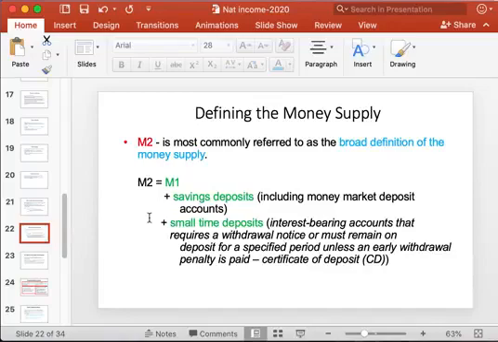And M2 is referred to as the broad definition of money supply, and it consists of M1 plus savings deposits plus small time deposits.